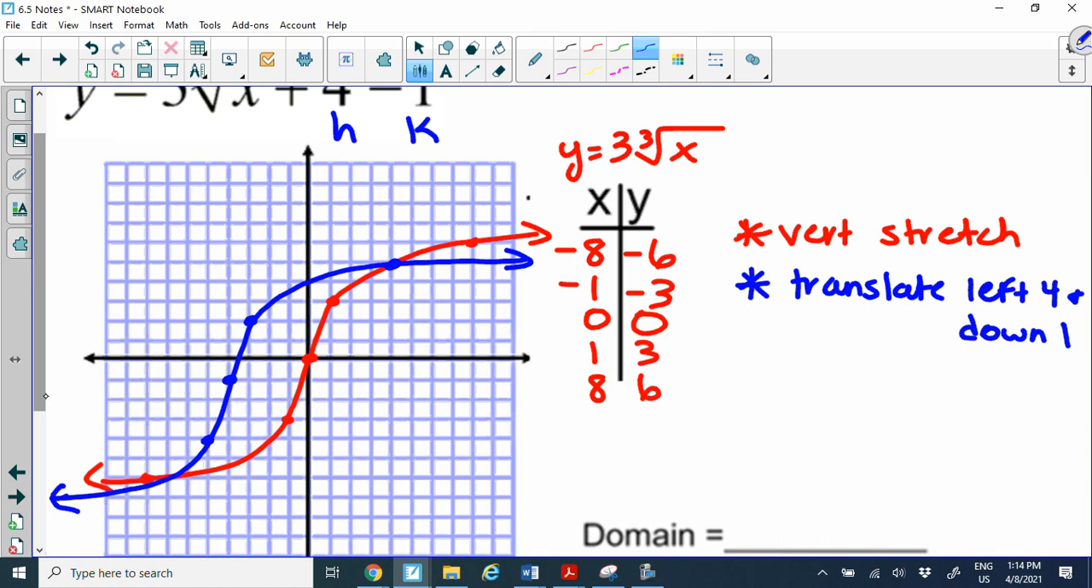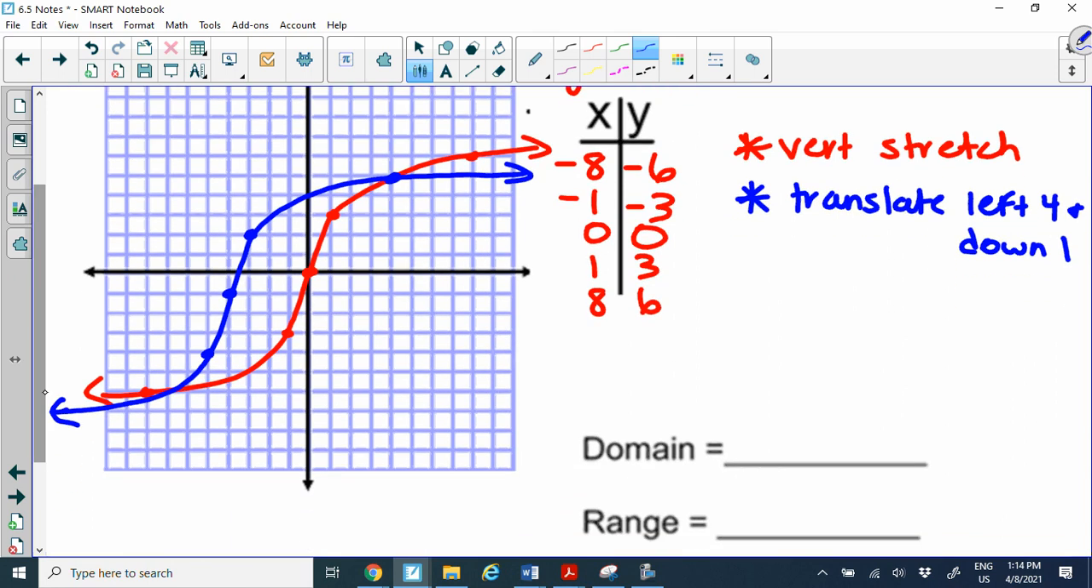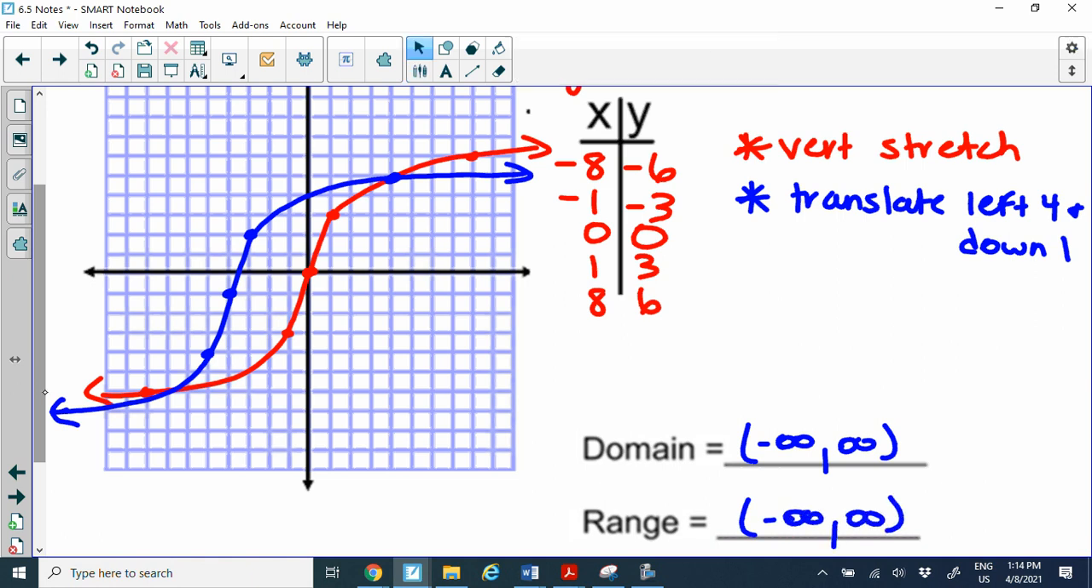There we go. Now the nice part, as we've talked about, is that all cube root functions will have the same domain and range. That means our domain and range for this cube root function is just going to be negative infinity to positive infinity. So that's how you graph cube root and square root functions.